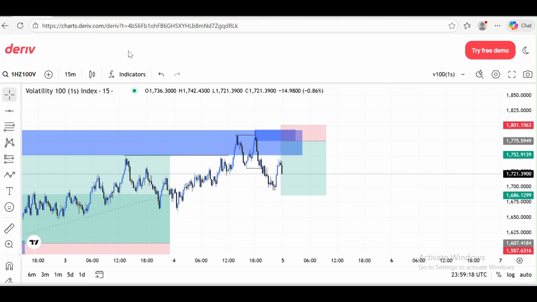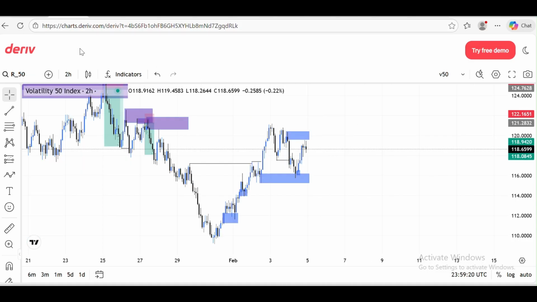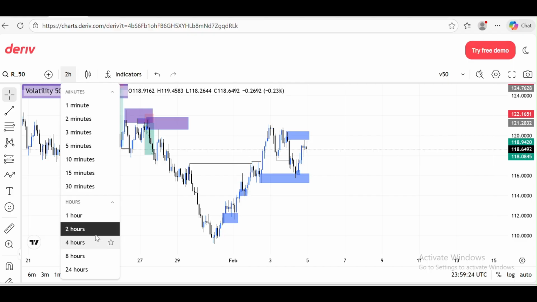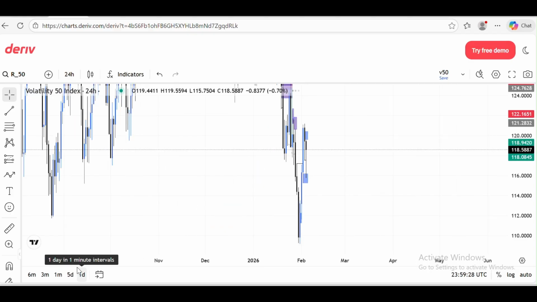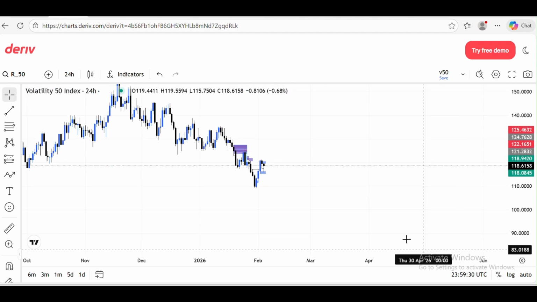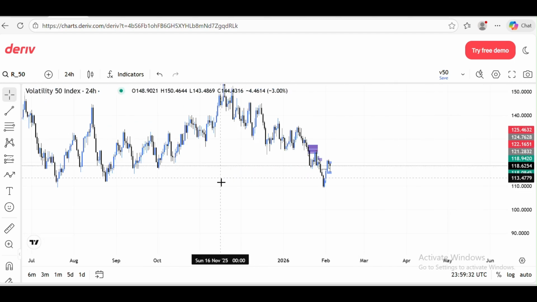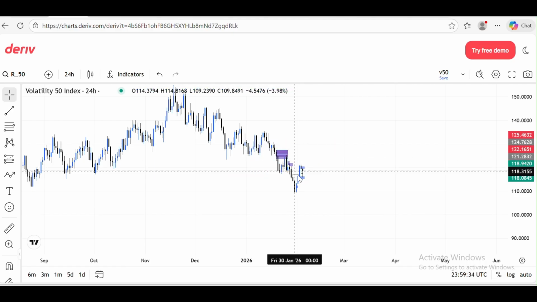So another quick one is the Volatility 50 Index. Let's first start from the higher time frame. Let me go to our daily time frame. So what do we see? We saw that Volatility 50 has been on a downtrend. It has been on a downtrend.